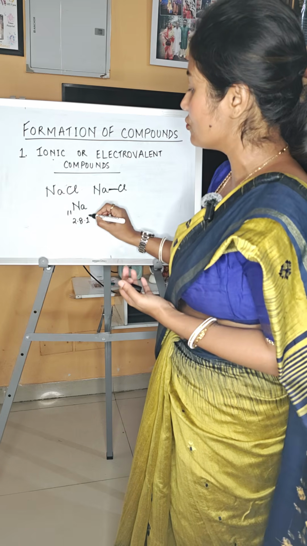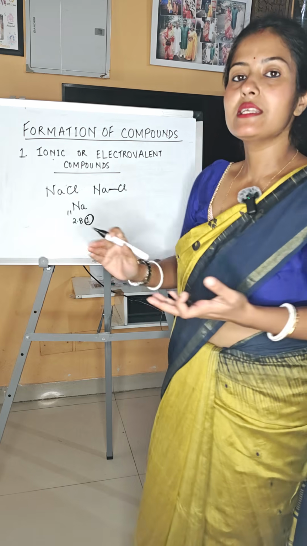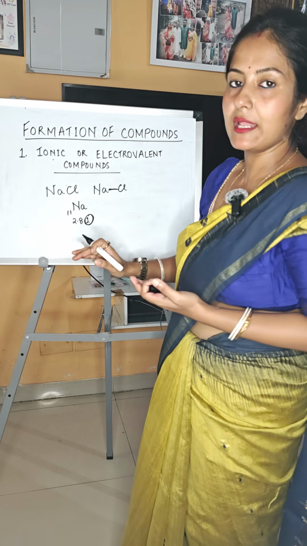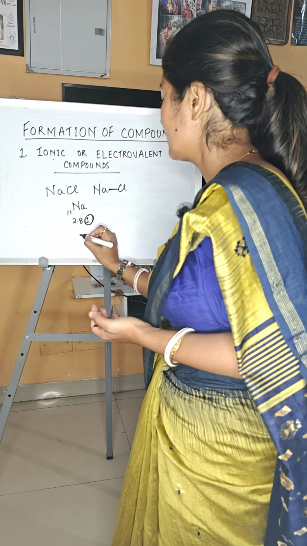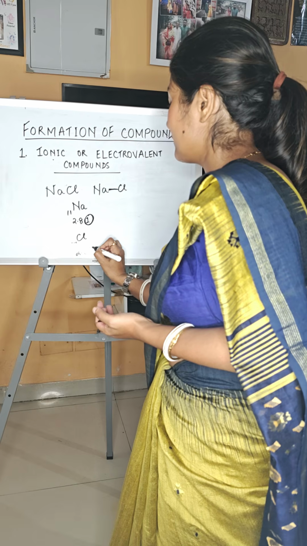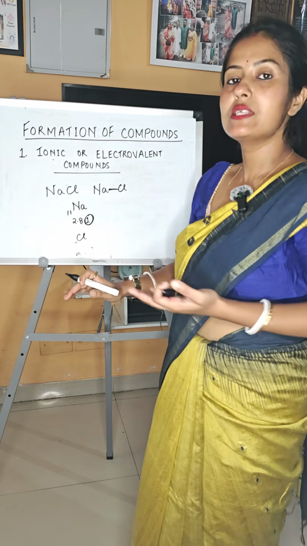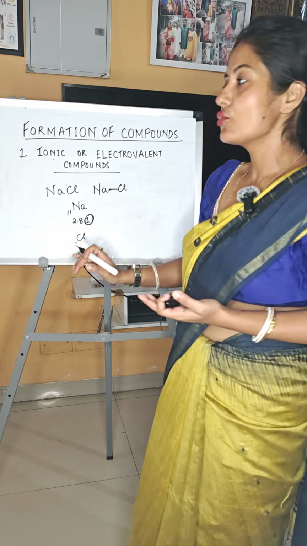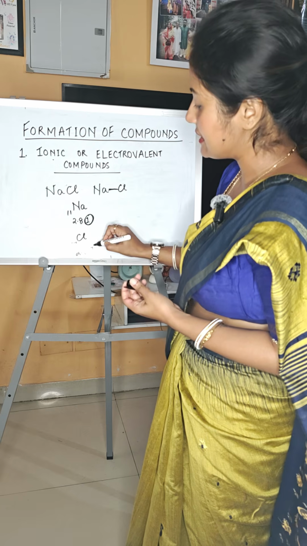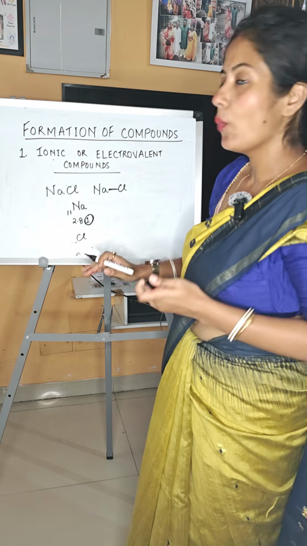So, it has a tendency to donate this one valence electron, and sodium is in search of such a species to whom it can donate this electron. Now, chlorine atomic number is 17, electronic configuration is 2, 8, 7. Now, the nearest noble gas of chlorine is argon, whose electronic configuration is 2, 8, 8. So, chlorine has a tendency to achieve the electronic configuration of argon. So, it is in search of such a species who can donate one electron.